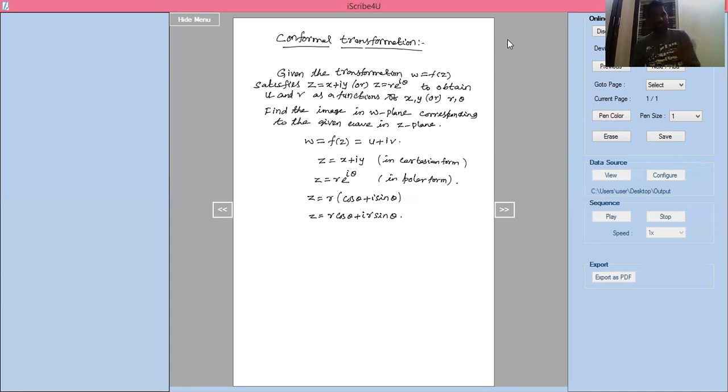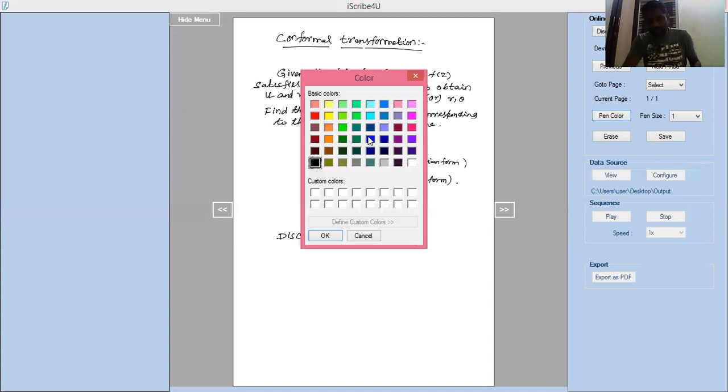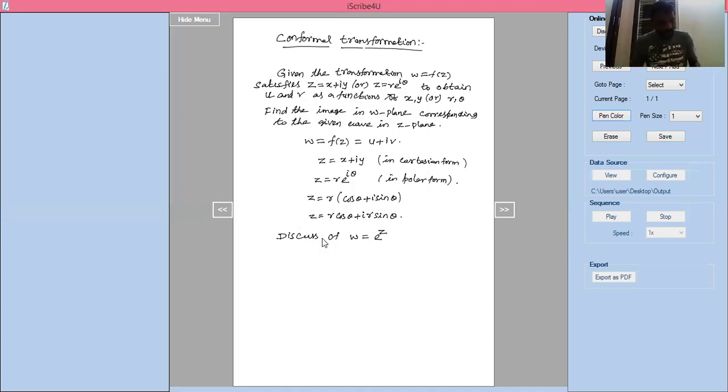Now here only three functions we are doing the conformal transformation. One is discuss of w equal to e power z. This is one thing we are doing. Discuss of w equal to e power z. For this, how do you simplify? We can say discuss w equal to e power z.